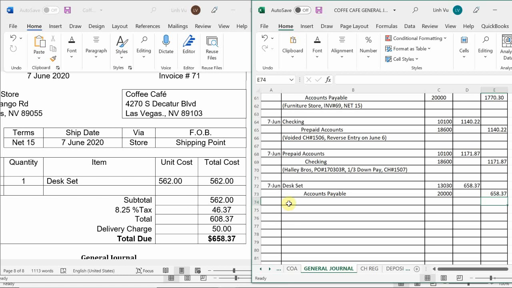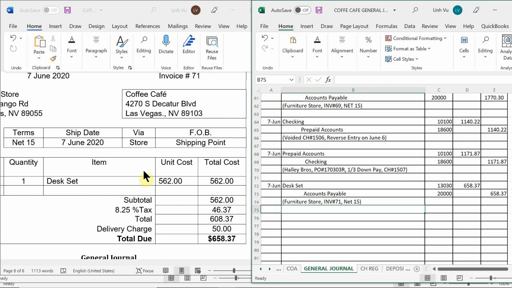So again, I have everything I need to be able to build my description here, right? All right, who did I receive this from? Furniture Store. Okay. Invoice number 71. Okay. And I have 15 days to pay. Right?